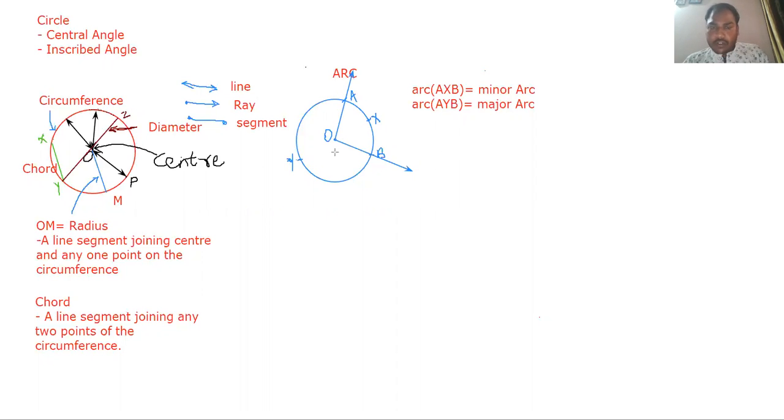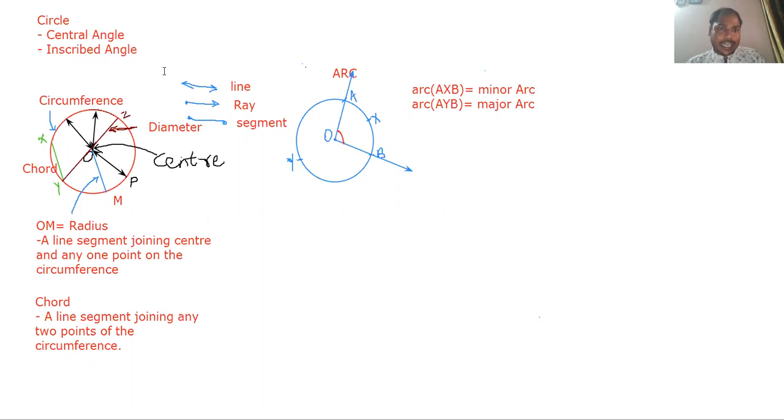As we know, the intersection point of any two rays creates an angle. This is creating an angle at the center of the circle. So when we get any angle at the center of the circle, that one is known as the central angle. I hope this is clear to you all. If we get any angle at the center of the circle, that is known as the central angle.